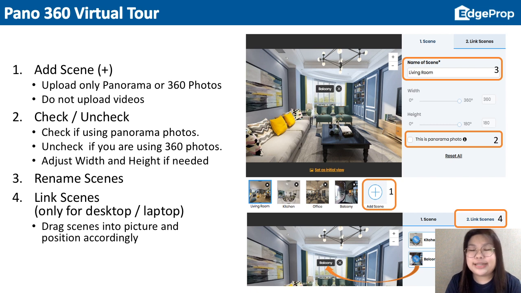If you do not link the scene, or you choose to skip this part, it is still possible, just that people viewing your listing would be able to jump from one scene to another. These two scenes need not be linked together. Okay? So in order to link the scene, if you look at number 4 here, on the left hand side, left bottom, you need to drag the different scenes into the photo itself. I will explain this a little bit more in the live demo.